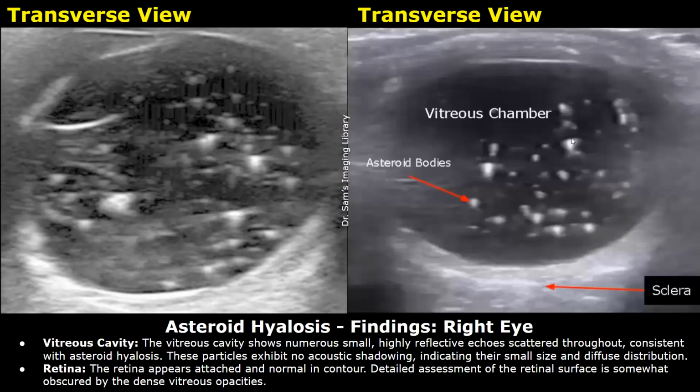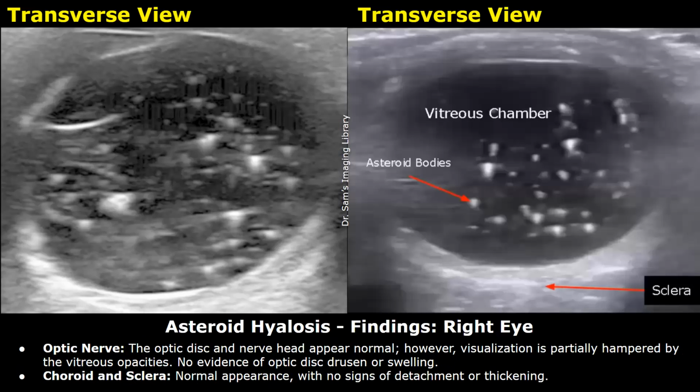The retina appears detached and normal in contour. Detailed assessment of the retinal surface is somewhat obscured by the dense vitreous opacities. The optic disc and nerve head appear normal. However, visualization is partially hampered by the vitreous opacities. No evidence of optic disc drusen or swelling. The choroid and sclera are normal.